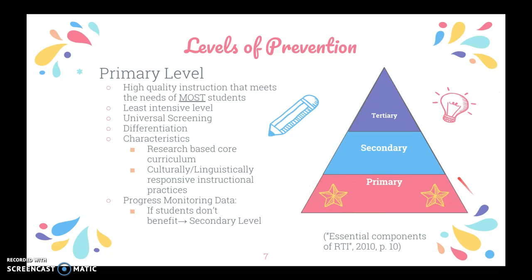So here, this bottom part of the triangle is the largest part, so it means that it meets the needs of most. So it's not as specialized. It's also the least intensive level of prevention, which involves universal screening and differentiation. Some characteristics of the primary level are research-based core curriculum and culturally and linguistically responsive instructional practices. With the progress monitoring data related to primary levels, if the students don't benefit from it, then they move on to the secondary level of prevention.